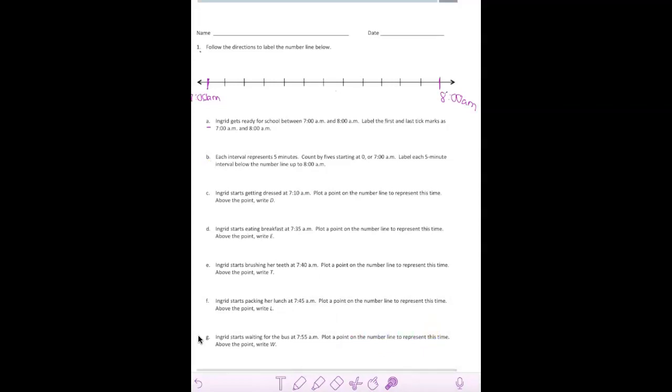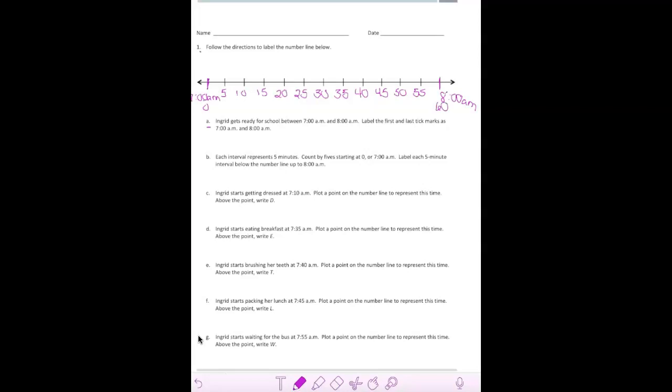Letter B. Each interval represents 5 minutes. Count by 5 starting at 0 or 7 a.m. Label each 5-minute interval below the number line up to 8 a.m. So we're going to label, this is 0, 7 a.m. would be 0 minutes. Then we have 5 minutes, 10, 15, 20, 25, 30, 35, 40, 45, 50, 55, and 60 when we get to 8 a.m.